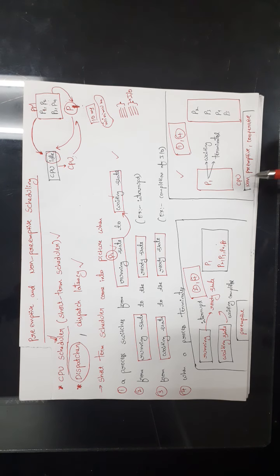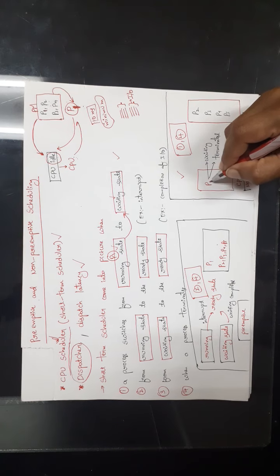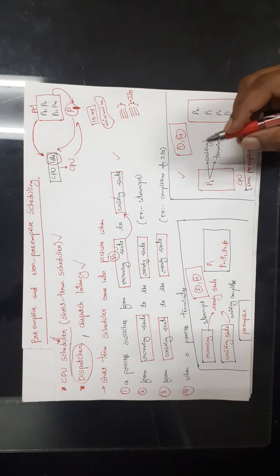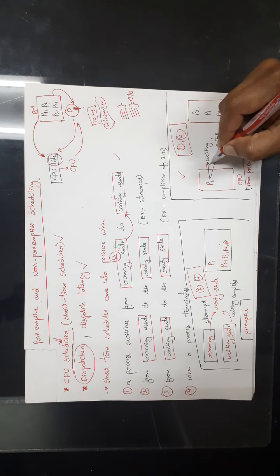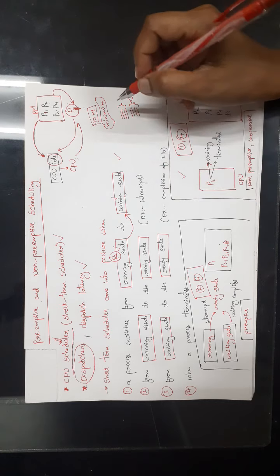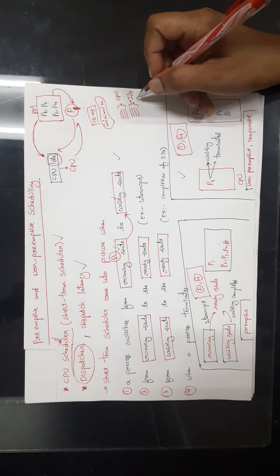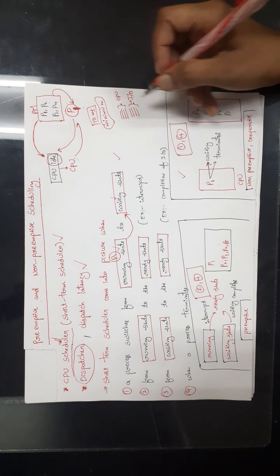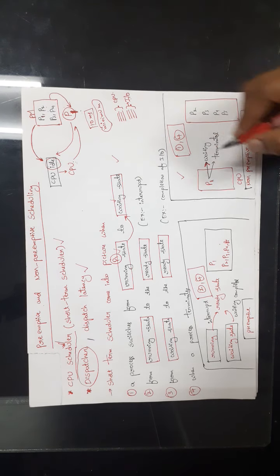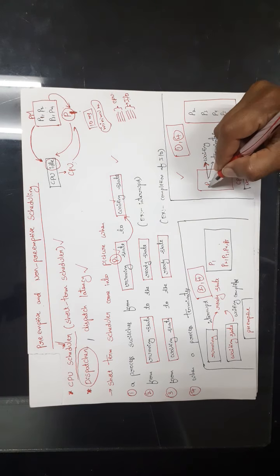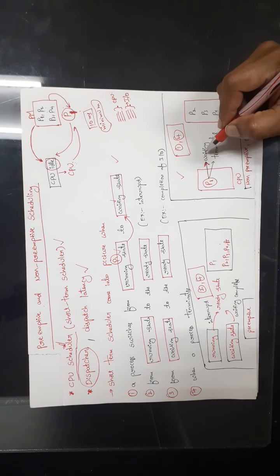Let us assume that this is the CPU and this is the process in the CPU. That means process P1 is executing. Now process P1 enters into the waiting state. Before, in the running state, it was using a CPU burst. Now it is in an IO burst. So it is going from the running state to the waiting state. Process P1 goes to the waiting state.